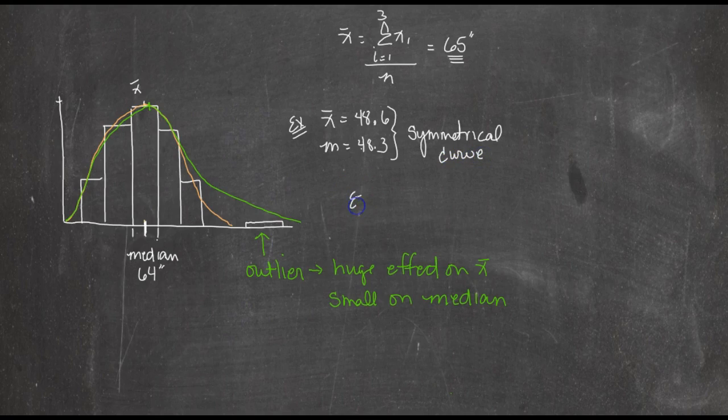Or suppose X bar is 48.6 and the median is 38.1. This is a pretty substantial difference between the two. And I can say that the curve is going to skew. So the median is smaller than the average, which means that I have a positive or right-hand skew.